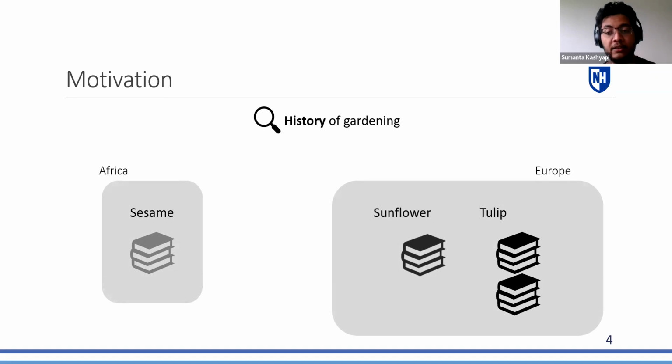However, we have to note that the particular subtopic clusters should also be relevant for the query. For example, in this case, the clusters are based on the history of gardening of the plants. So sunflower and tulip are sharing the same cluster because they are related to the Renaissance period in Europe. However, sesame should be in a different cluster because it is related to African history.